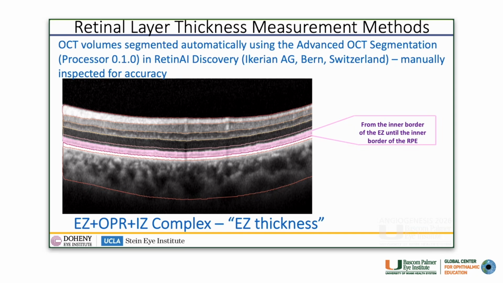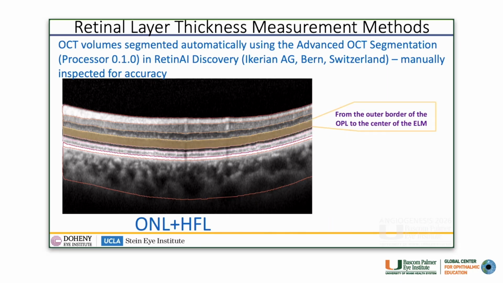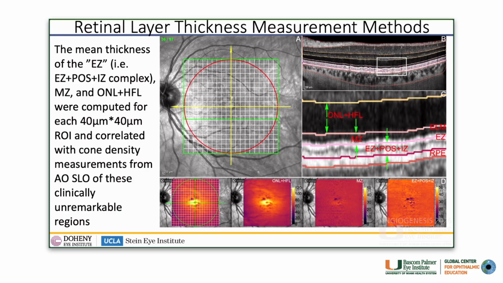Then we used a commercial segmentation algorithm from Retina AI to segment the EZ thickness. They call it the EZ plus OPR plus IZ complex. We also segmented the MZ, or the photoreceptor inner segment thickness, and also this combined outer nuclear and Henle's fiber layer thickness. Then we computed the mean thickness within those little tiny regions of interest so we can correlate them against the cone counts, again specifically focusing on areas that were clinically unremarkable.